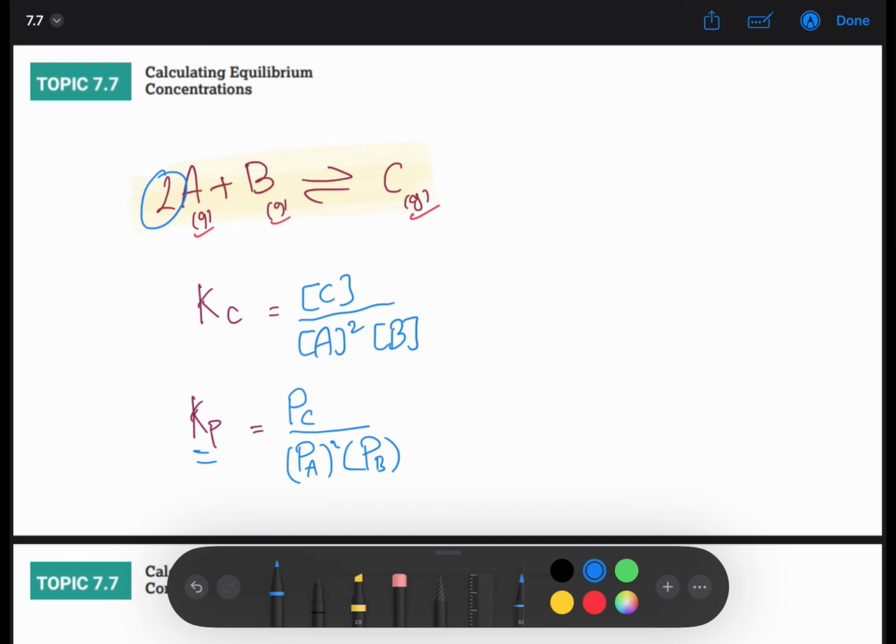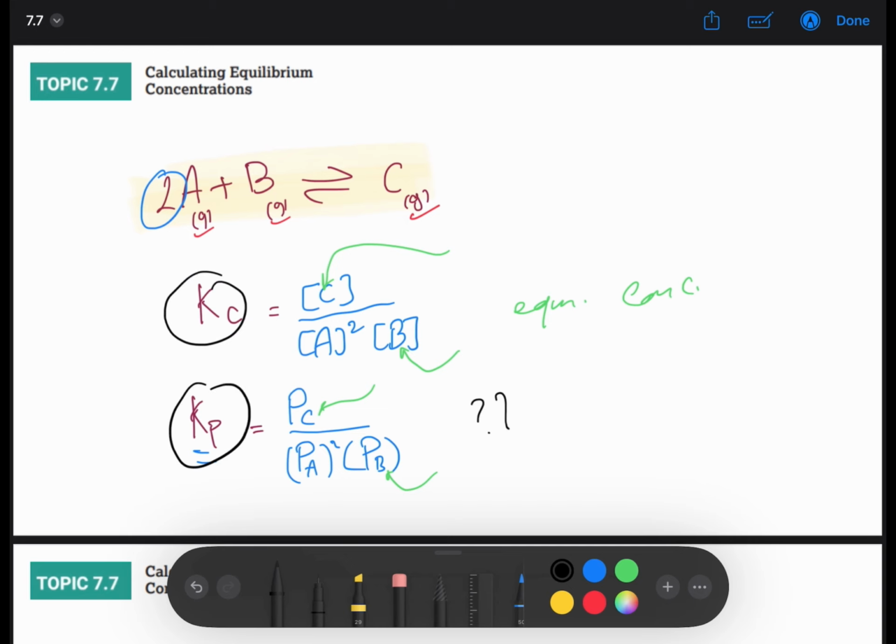The only thing that you have to keep in mind is that the values we put inside, the concentrations or the pressures, must be at equilibrium. So we're talking about equilibrium concentrations. The question is: how can I calculate the value of Kc and Kp if you were given initial concentrations instead of equilibrium? How can I do that? So let's start with the first example.